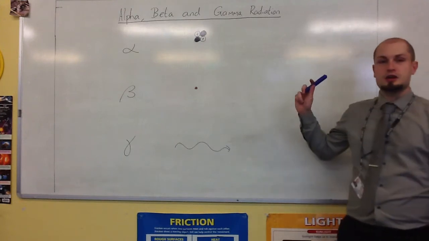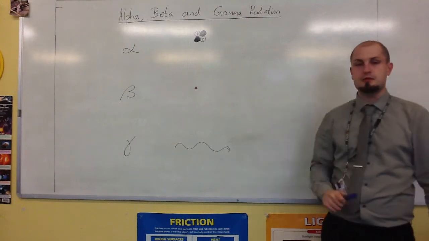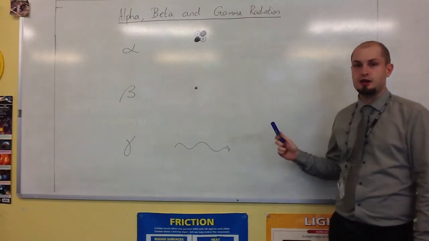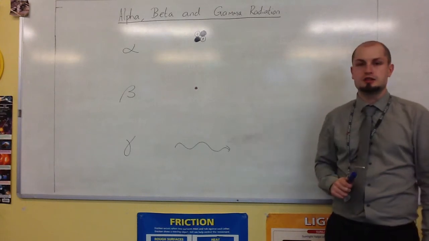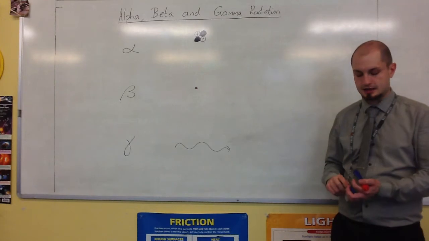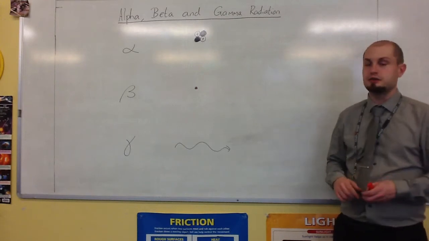In the lesson we're going to be talking about alpha, beta and gamma radiation. You need to know the nature thereof, and you also need to be able to detect which ones come from each sample, because we're going to be using different samples in the lesson. Now, the nature of them.